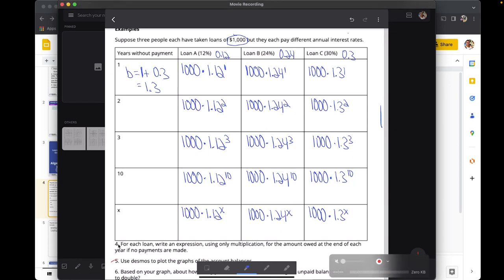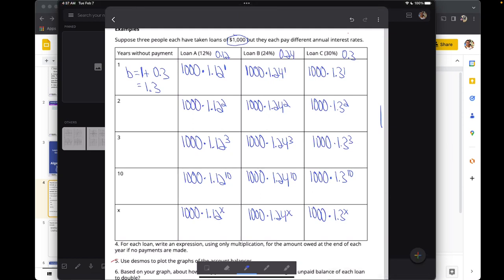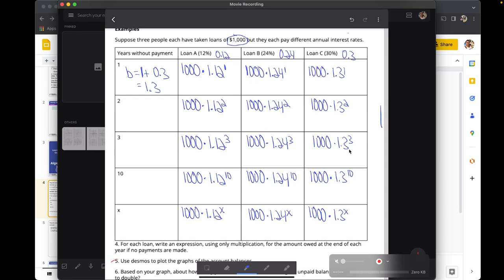By the way, I do realize that there is a typo here. This should be numbers 1, 2, and 3, not 4, 5, and 6. But we'll go with that. So these are our answers for the table.